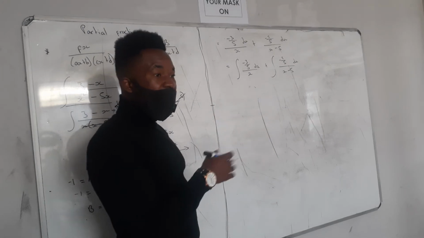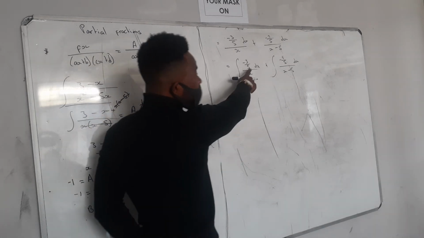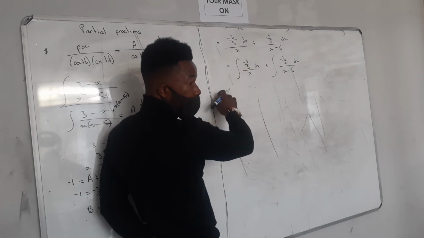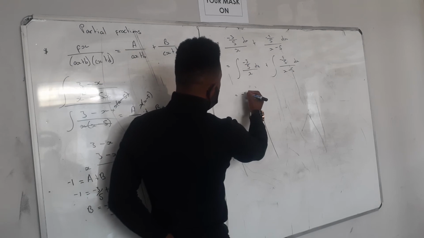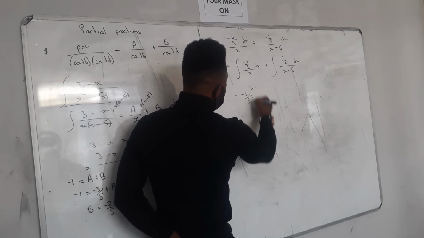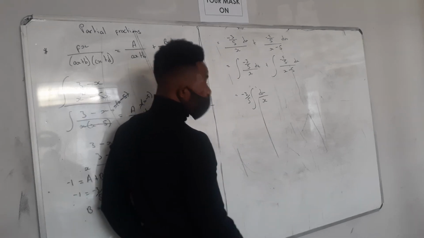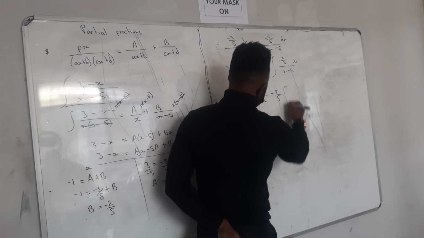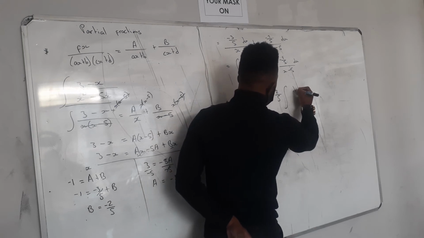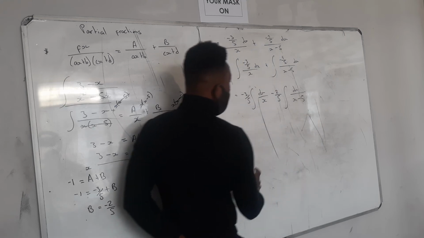Okay, and what did I say when you have a constant when you're integrating? I said whenever you have a constant inside here, you have to take the constant outside, you remember? So I can take my constant: negative 3 over 5 times the integral of dx divided by x, and then here is going to be minus 2 over 5 times the integral of dx divided by x minus 5, right?